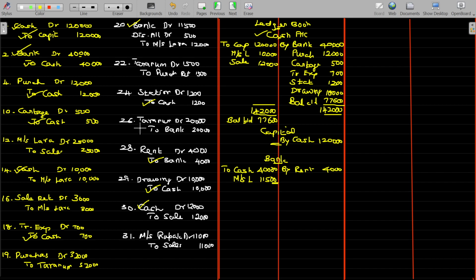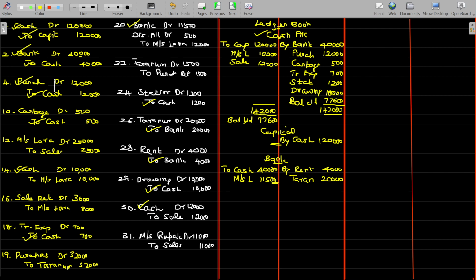Yeah. So we have one more thing. On 26th, to bank in the credit side, then buy Taranam. Okay. The value being 20,000. I leave it as it is.